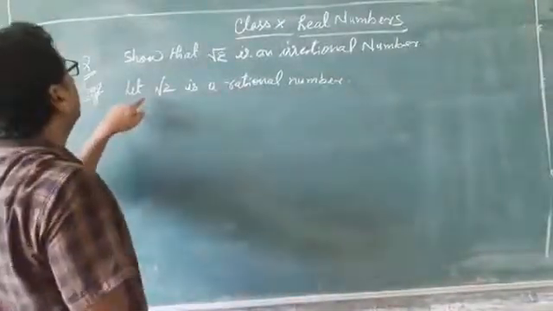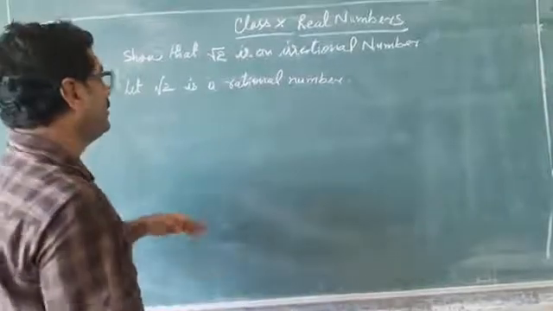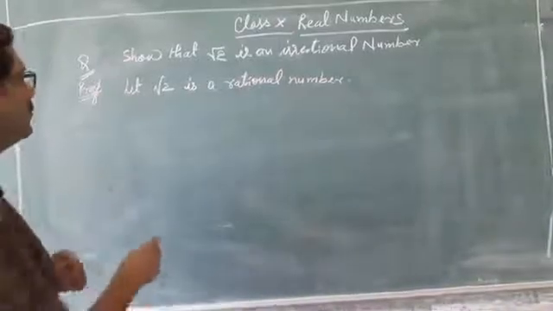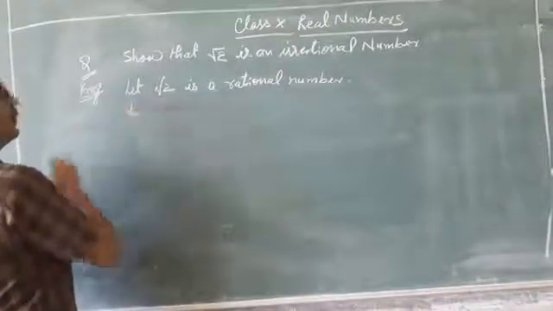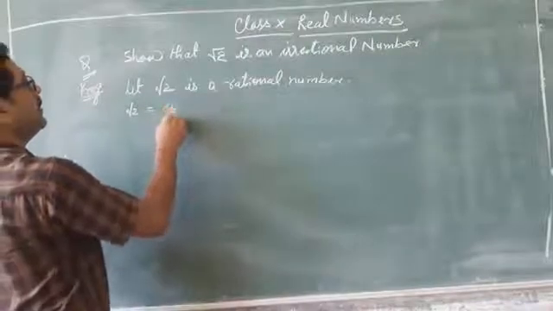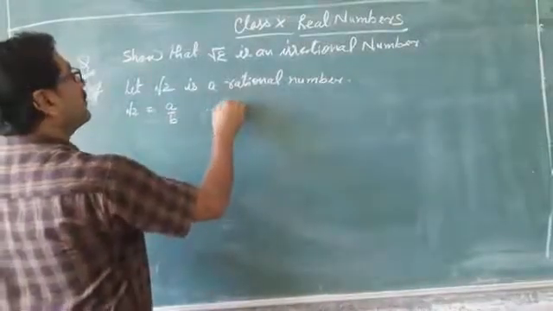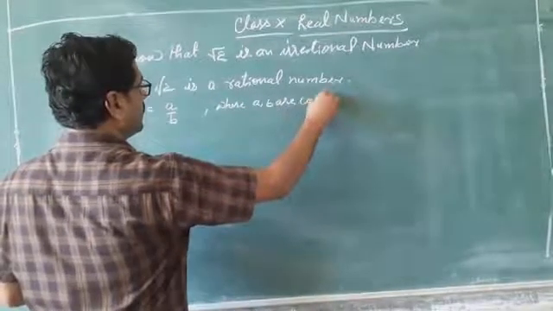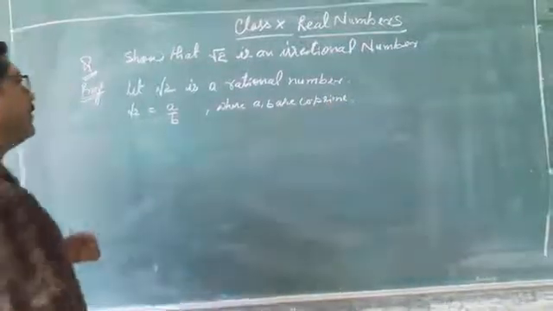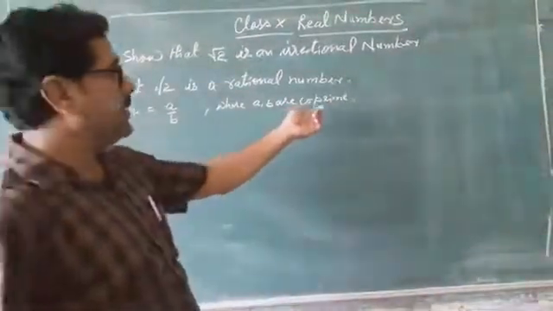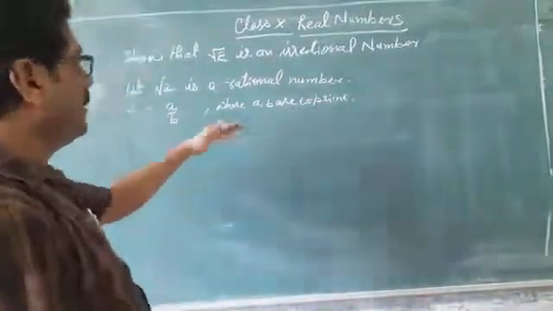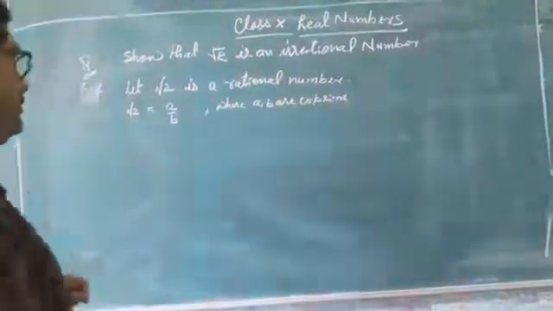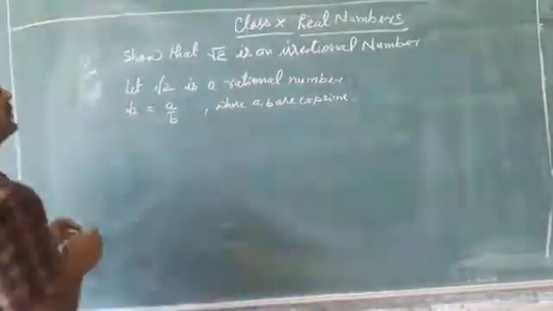Okay, so we solve it. Let root 2 be a rational number. When root 2 is a rational number, it can be represented in the form p upon q. So let root 2 equal a upon b, where a and b are co-prime. Co-prime numbers means a and b have only one as a common factor.